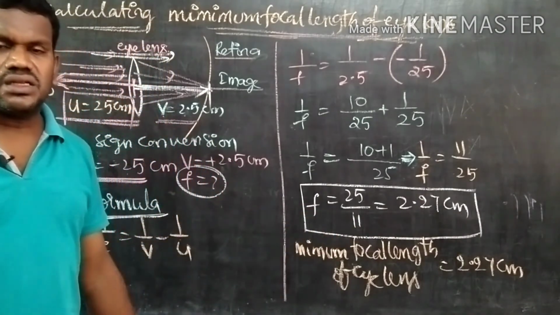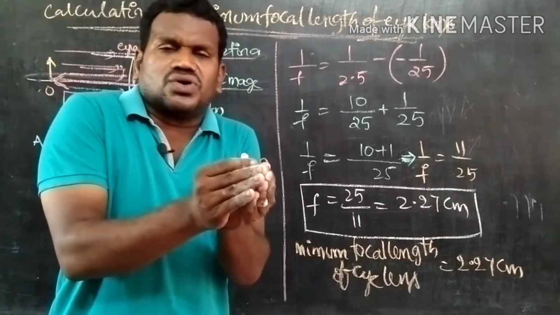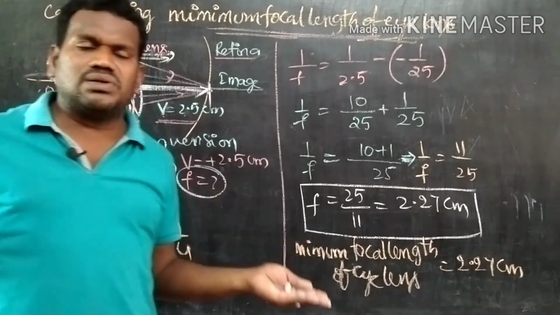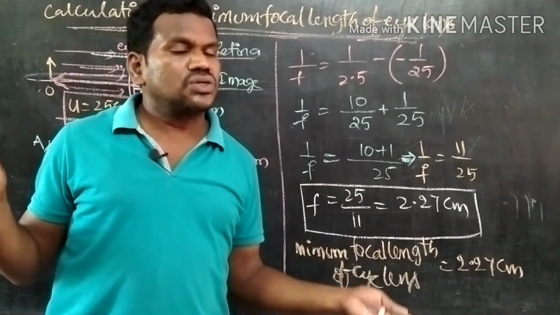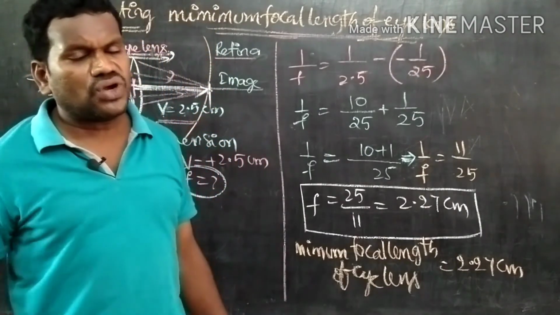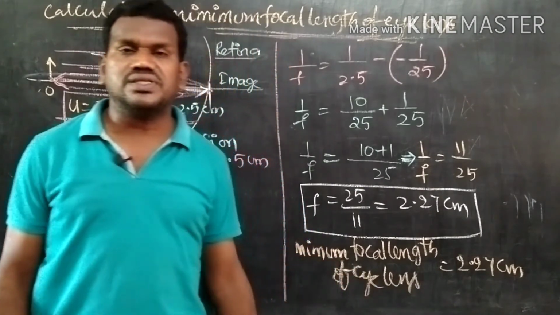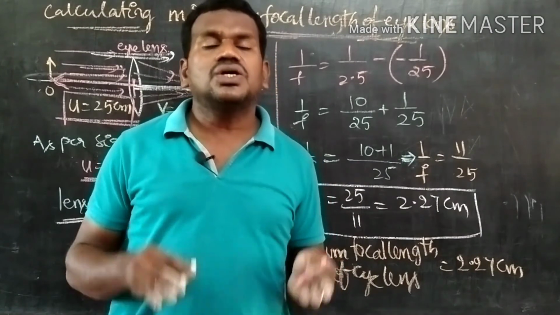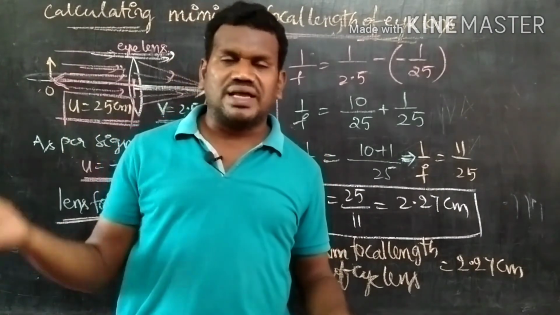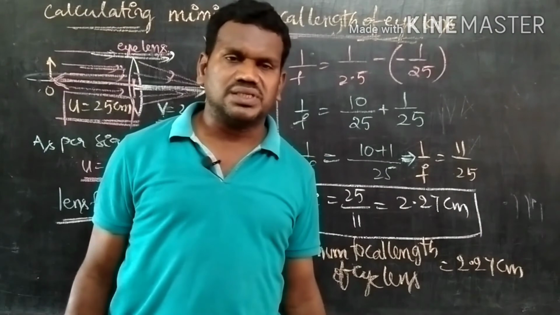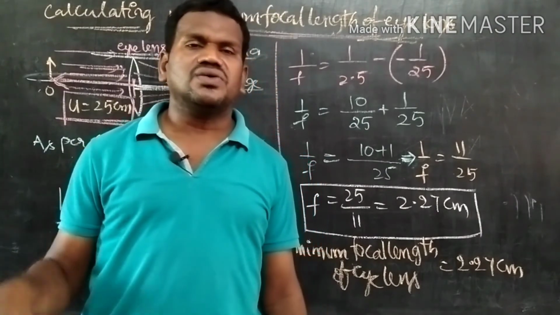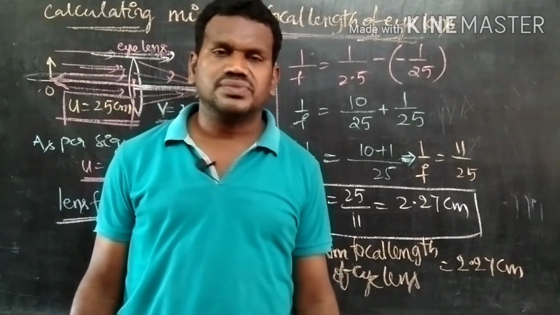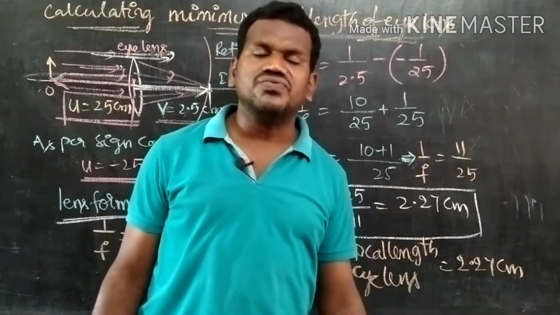What does it mean? The eye will reduce its focal length up to a value of 2.27 centimeters. The maximum limit of focal length of the eye lens is 2.5 centimeters. The minimum focal length is 2.27 centimeters. This means our eye has an ability to adjust its focal length to a maximum limit as well as a minimum limit. The maximum limit is 2.5 centimeters. The minimum limit is 2.27 centimeters. Now let us discuss the meaning of accommodation.